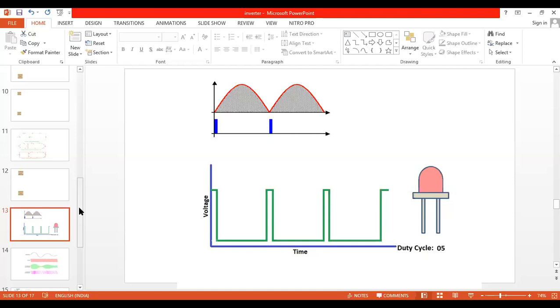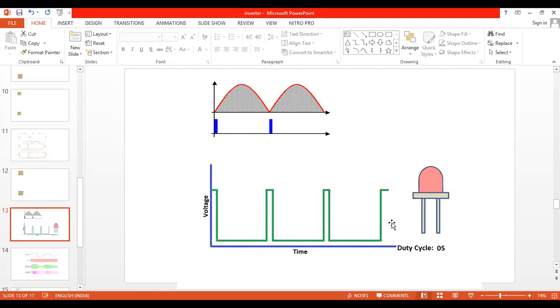So our topic is now pulse width modulation. Sir, why is this topic there? By changing the width of the pulses, you can control the output voltage and output power. So pulse width modulation is a technique in which the width of the pulses is changed or controlled to control the output power. I hope it is clear.